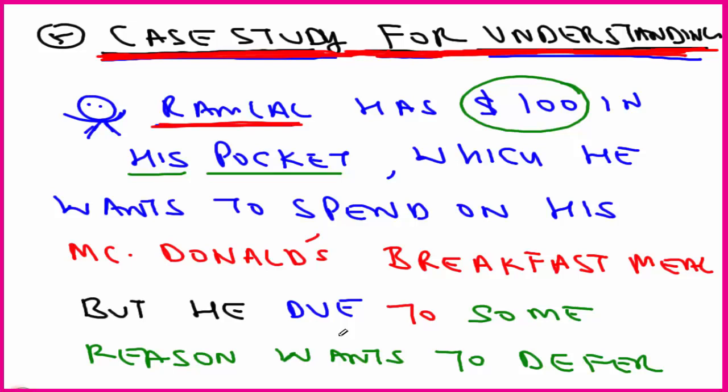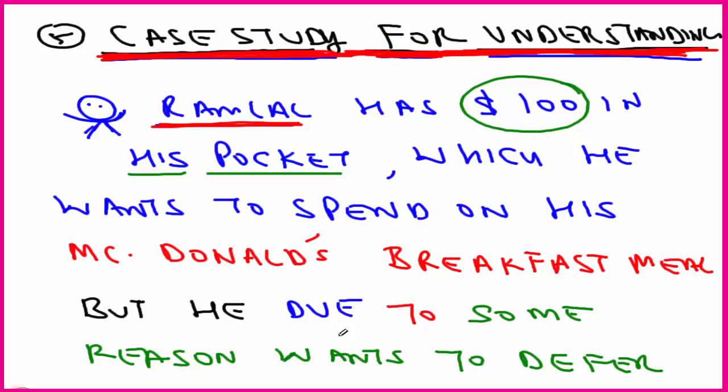For example, in this first case study, Ramlal has $100 in his pocket and he wants to have breakfast. He's feeling hungry. Maybe because he has attended time value of money lecture number 1, or for any other reason, he doesn't want to spend $100 on his meal. Rather, he wants to invest, because he wants to have an income on that. So he has invested in a bank FD for 1 year at a rate of interest, and he is getting $110.